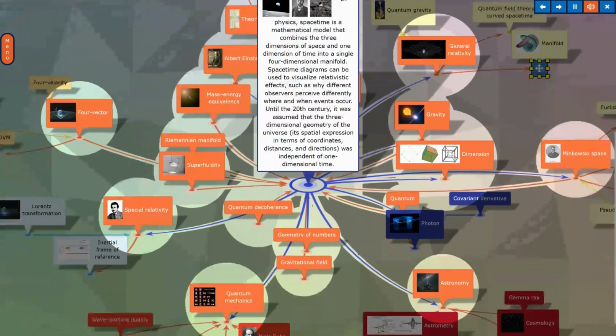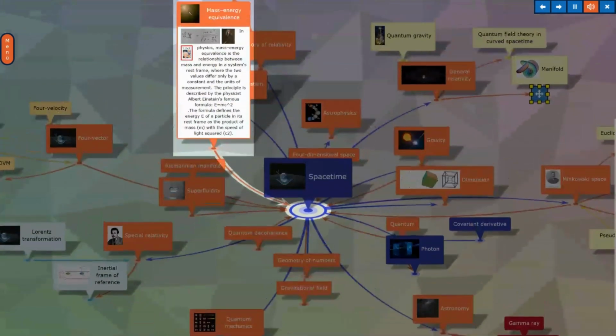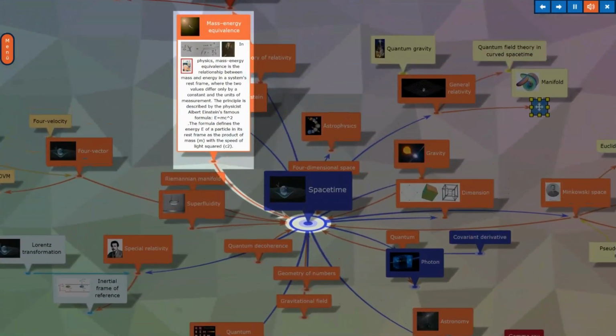The topic SpaceTime in overview. Mass-energy equivalence. In physics, mass-energy equivalence is the relationship between mass and energy in a system's rest frame, where the two values differ only by a constant and the units of measurement. The principle is described by the physicist Albert Einstein's famous formula, E equals mc². The formula defines the energy E of a particle in its rest frame as the product of mass, m, with the speed of light squared, c².